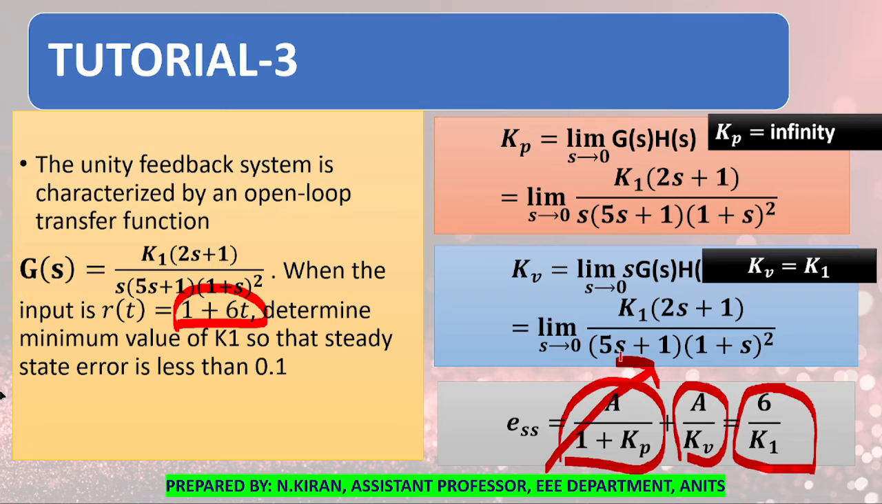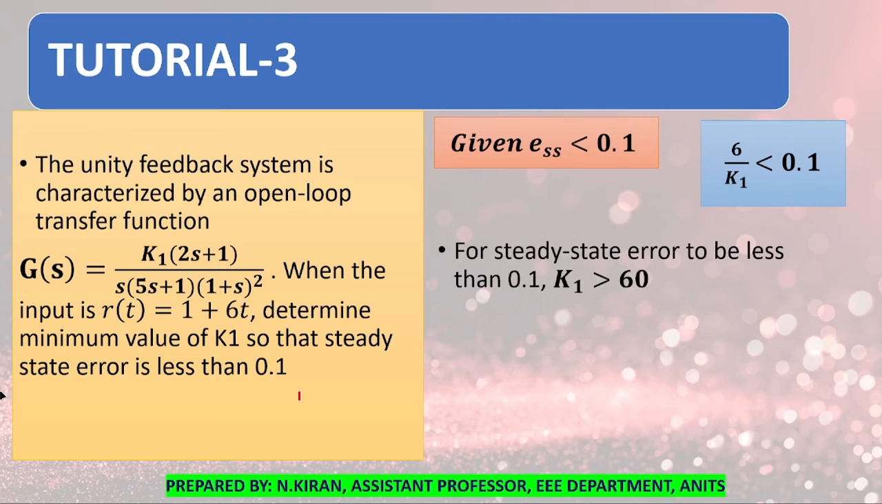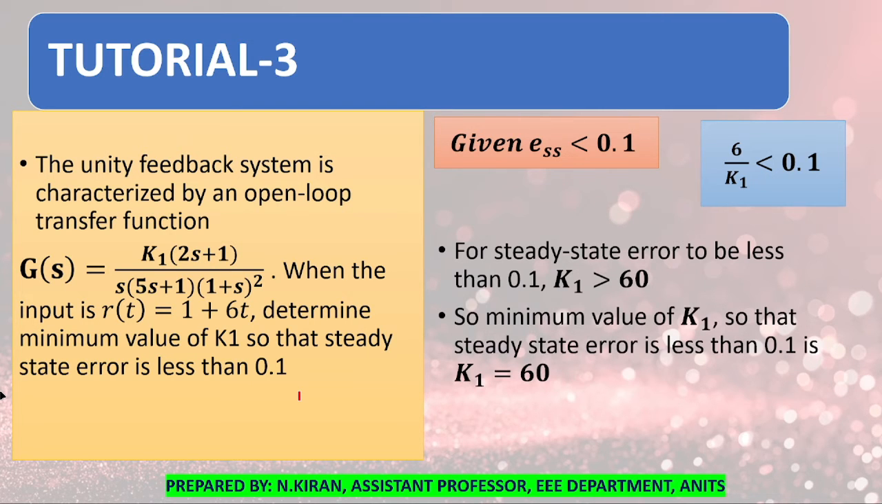So we are asked to find the minimum value of k1 so that the steady state error is less than 0.1. So 6 by k1 is given to be less than 0.1. So the k1 value should be greater than 60 for the steady state error to be less than 0.1. So obviously the minimum value of k1 so that the steady state error is less than 0.1 is 60.